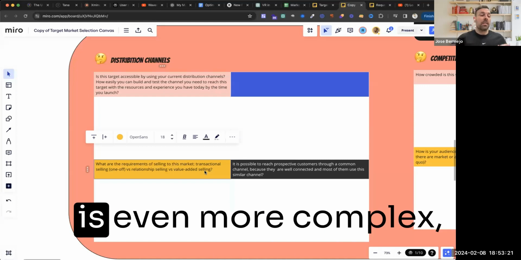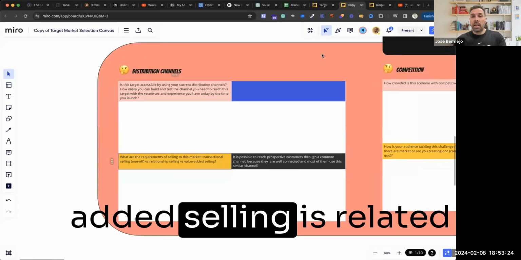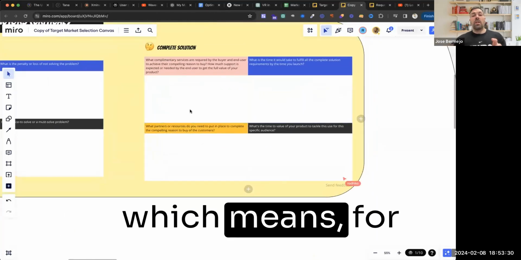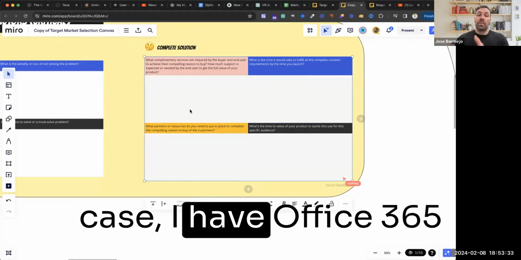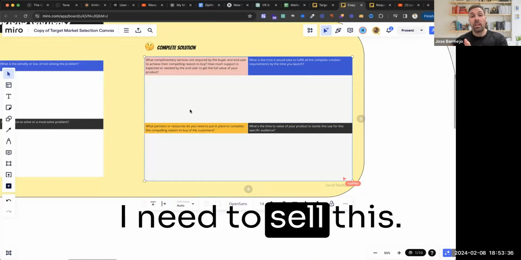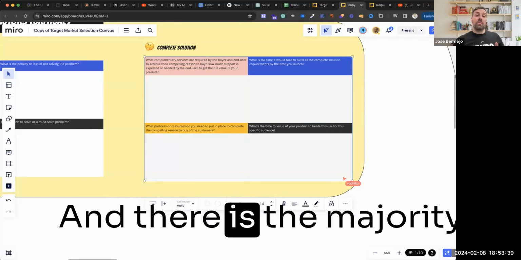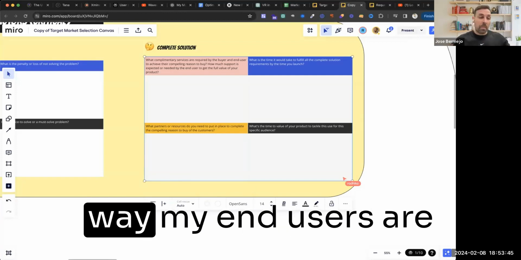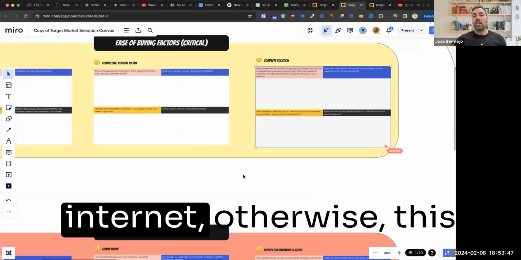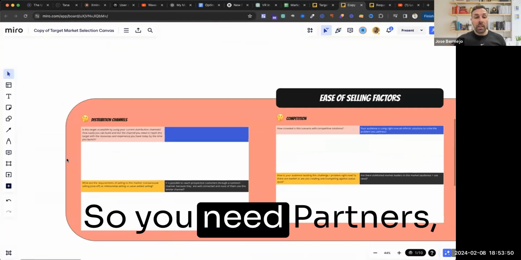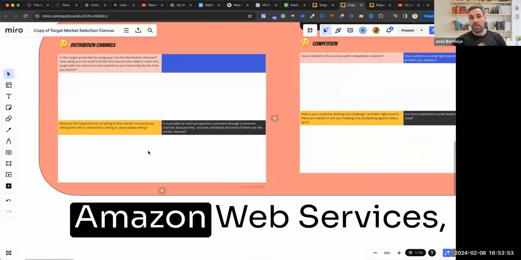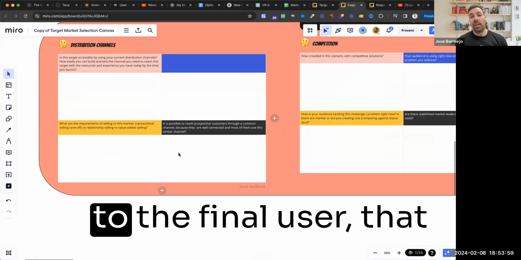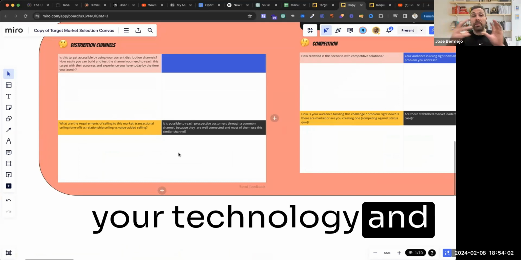And value-added selling is even more complex, which means it is related with a complete solution. For example, in the Microsoft case, I have Office 365 and I'm Microsoft. I need to sell this. And the majority of the customers are going to tell me, I need to adapt this to my workflow, to the way my end users are using the internet right now. Otherwise, this is not going to work. So you need partners, and this happens with Amazon Web Services, with Google Web Services, and all of that. You need partners that add that value to the final user, that are going to change your technology and adapt it to the end user.